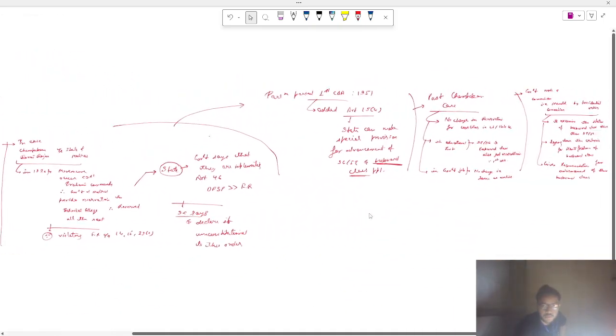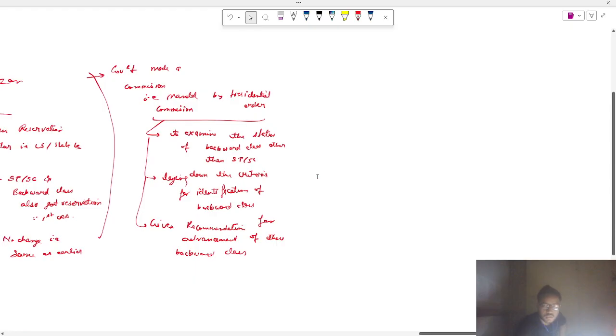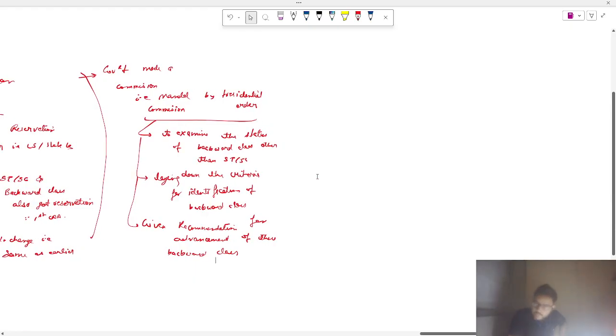Now we have discussed from here, now we have reached here. So basically, the government has made the Mandal Commission to examine what is the status of backward classes, what are the criteria for identifying the backward class, and also to give recommendations for the advancement of the backward class, because huge politicization has happened around this Mandal Commission. Now let's discuss what recommendation has been given by the Mandal Commission.